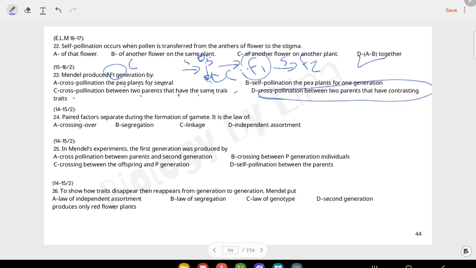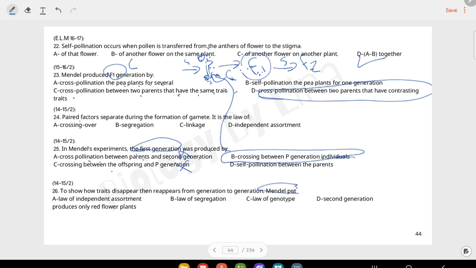Paired factor. Okay. In Mendel's experiment, this also we solved one like that. In Mendel's experiment, the first generation was produced by what? First generation, again, it's F1. How do we get F1? By cross-pollination. Of what? Of the parents that have contrasting traits. So we get them by cross-pollination between parent and second generation? Between this and this? No, this is incorrect. By a cross between P generation individuals? Yes, cross-pollination between the P generation, because it's not a cross between offspring and P. This is also incorrect.